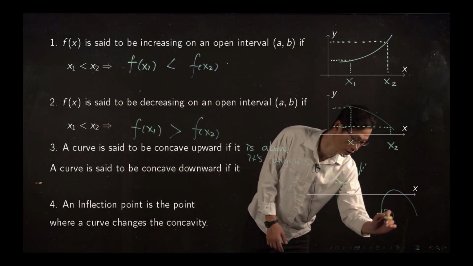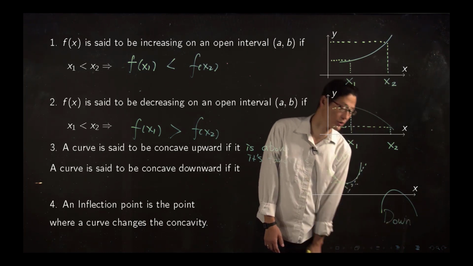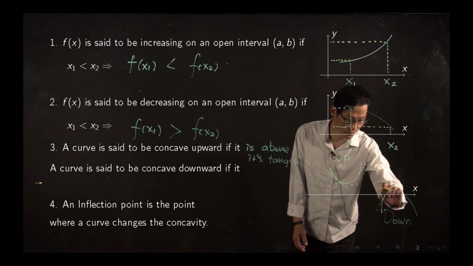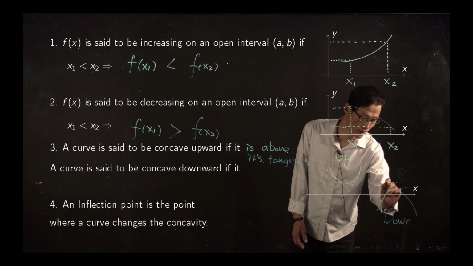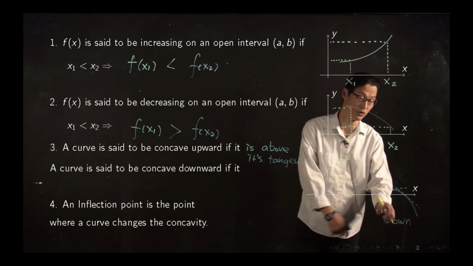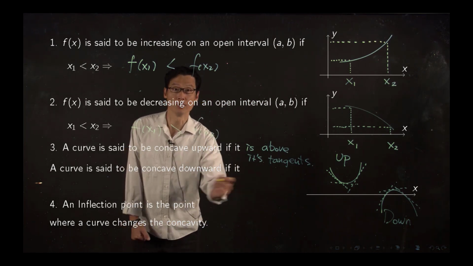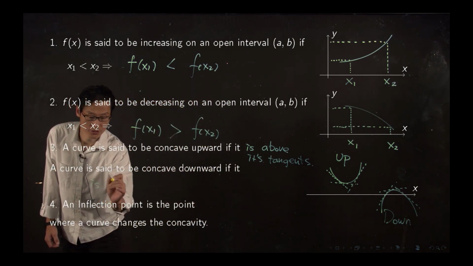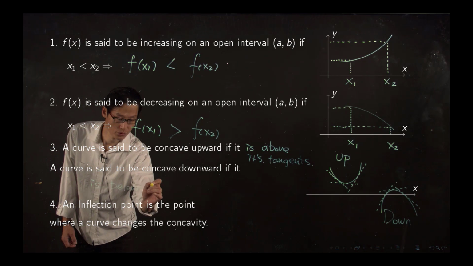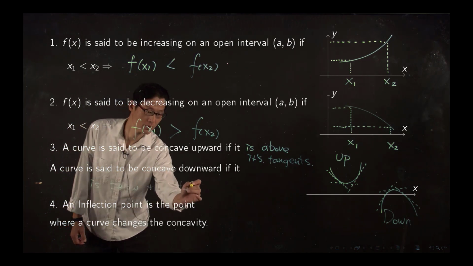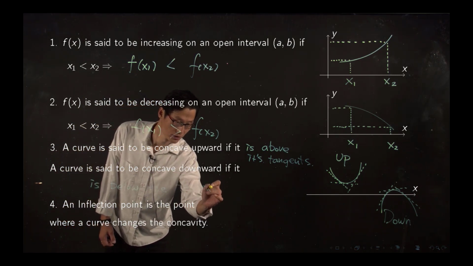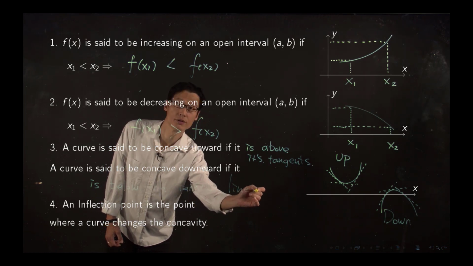Conversely, we want to say this is concave downward, and if you draw tangent lines, your tangent lines are above the curve, or the curve is below tangents. If it is below the tangent lines, it is concave downward.